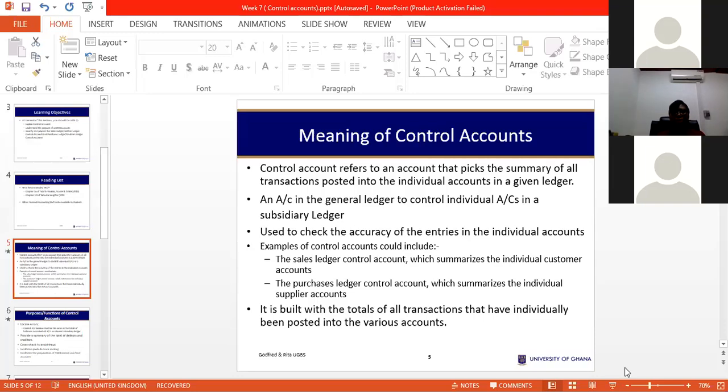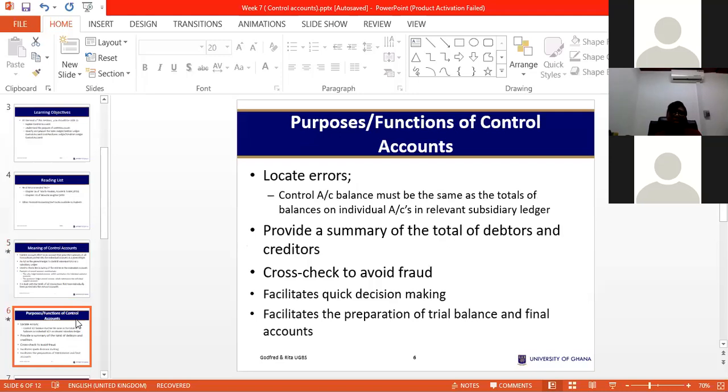So you would realize that the sales ledger control summarizes the individual customer accounts, whilst the purchases ledger control would summarize the individual supplier accounts. The key thing with the control account is that it is built with only totals. I repeat, only totals, not the individuals. Okay, so the totals of all transactions that have been individually posted into these various accounts. Okay. What is the purpose? I've already told you that the key one is to be able to locate errors.